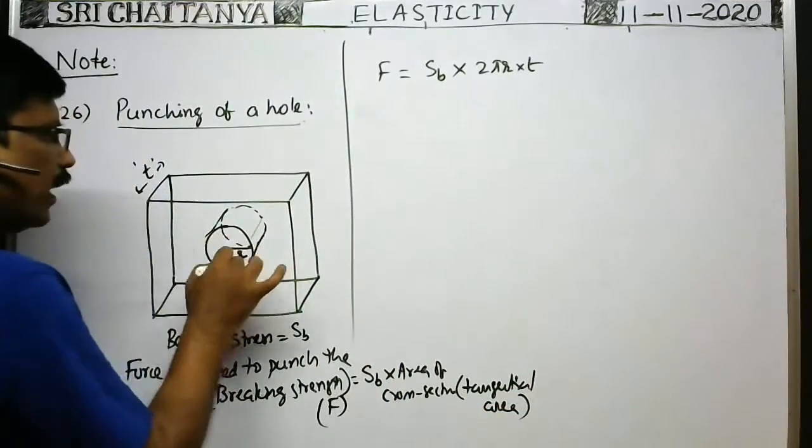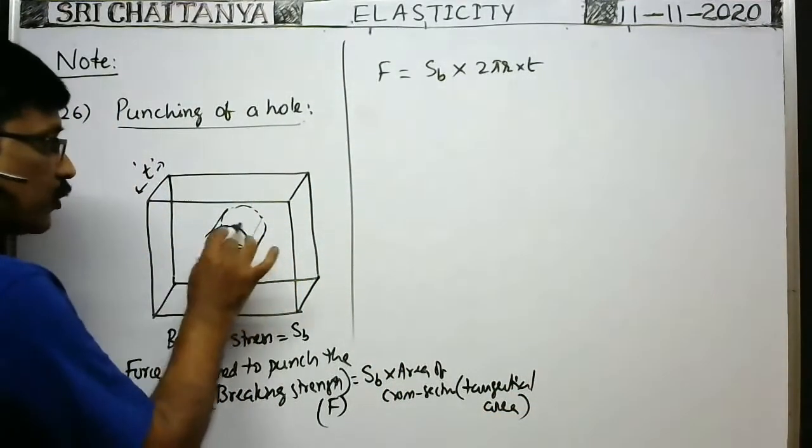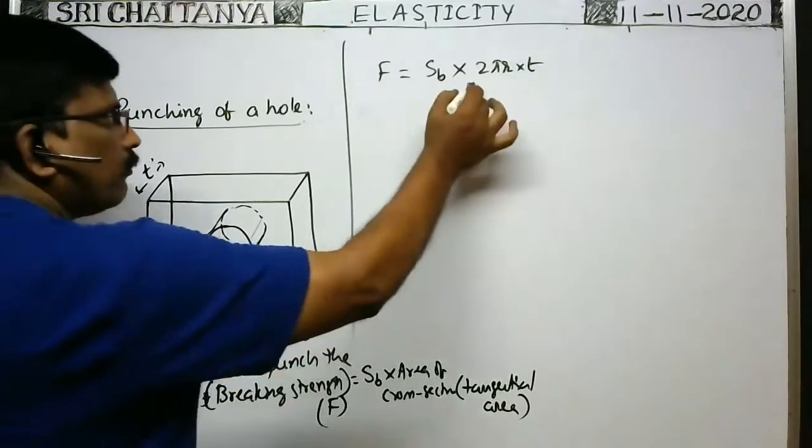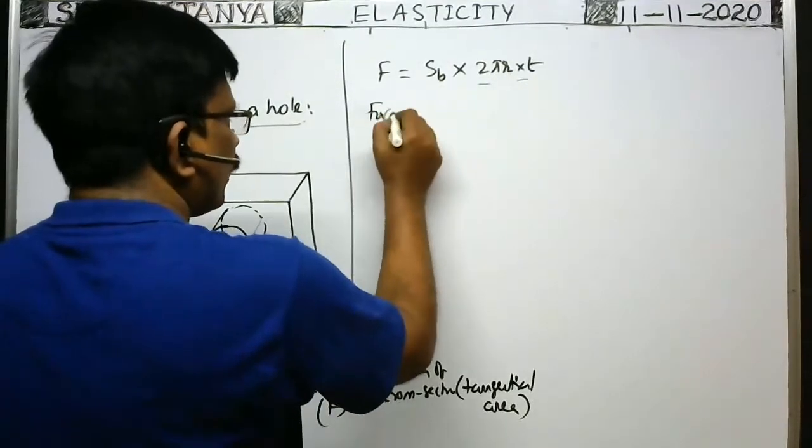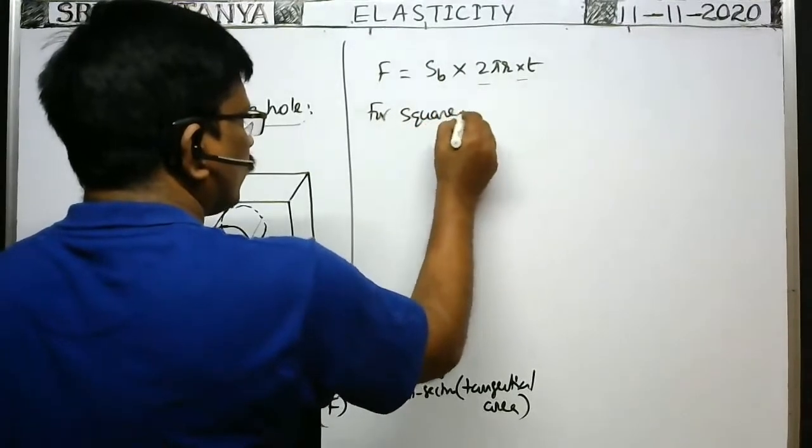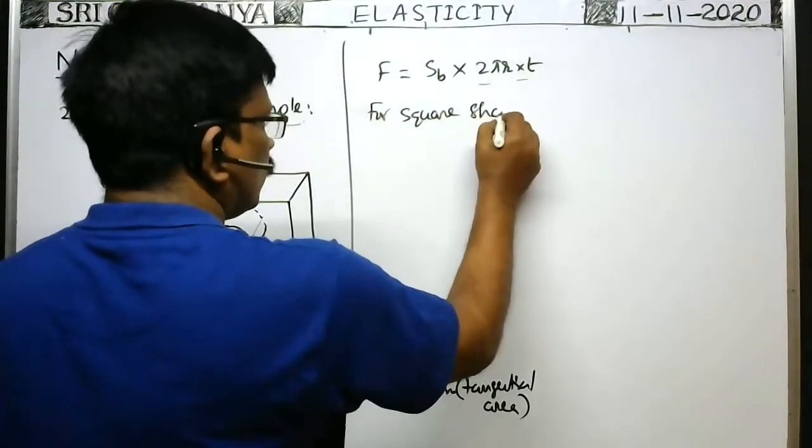Suppose it is a square hole of side A. What is the formula here for a square shaped hole?